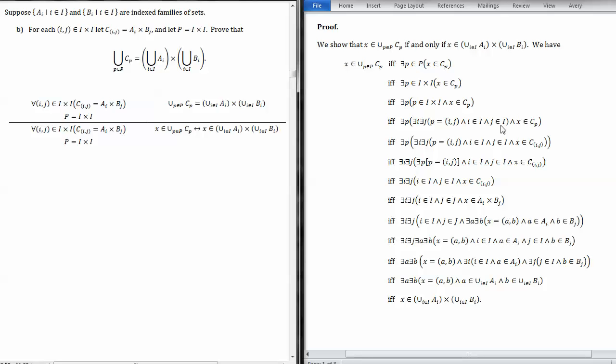Okay, and then next, you notice this x in C sub P is outside of the i and j quantifiers, but there's no i and j involved there, so we might as well just bump it inside this parenthesis here. It's not going to change our statement at all. Okay. And once it's in there, well, we also have in there that P is equal to the ordered pair ij, and so we can go ahead and replace that P by the ordered pair. Good.